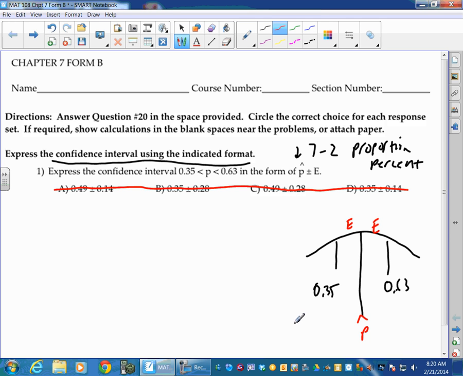Yes, what did you get? 0.49, and can I ask how you did that? Okay, the average of 0.35 and 0.63, okay? So then what is the error? Yep. 0.14 on both sides. There's our picture, there's our work, and now we write our answers. How do you write p hat plus or minus e? I don't think it's too difficult. You just write the numbers. 0.49 plus or minus 0.14. Okay?